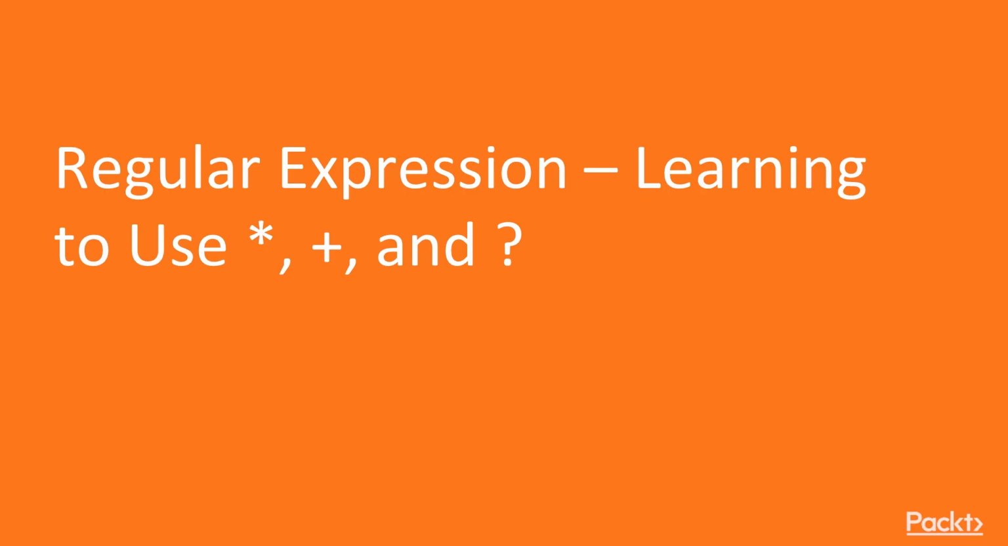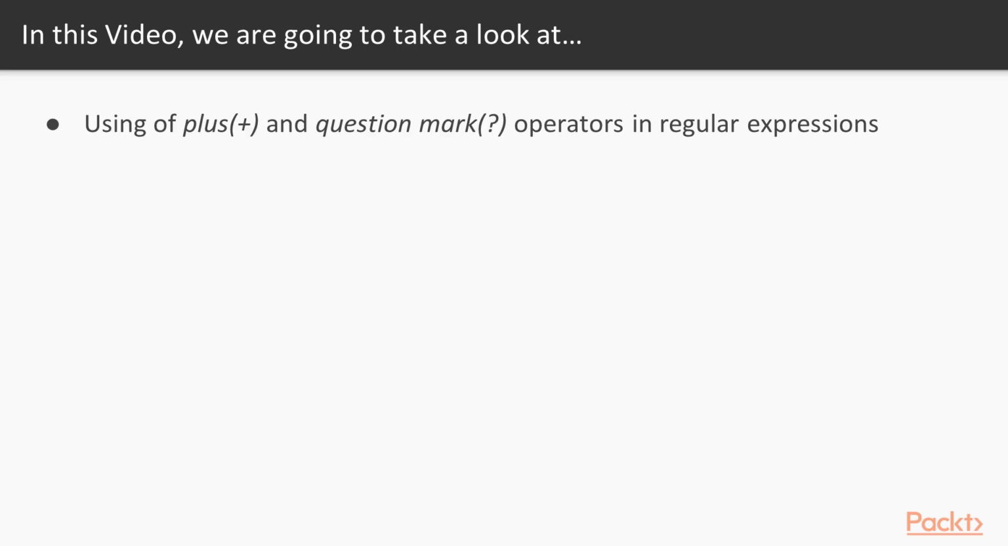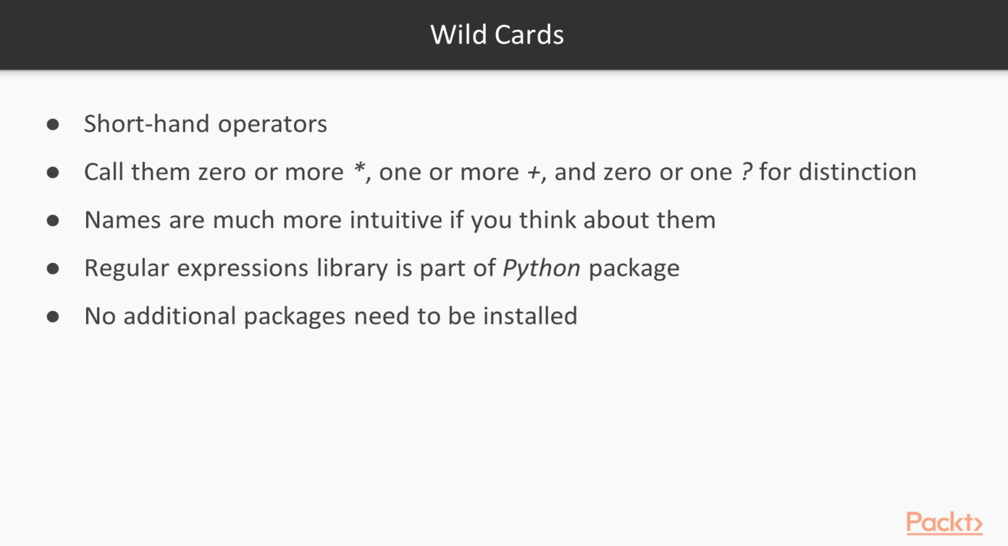Now we move on to the first video of this section that deals with regular expression, learning to use asterisk, plus and question mark. In this video, we're going to take a look at the use of the plus and question mark operators in regular expressions. The shorthand operators are more commonly known as wildcards, but I prefer to call them 0 or more asterisk, 1 or more plus, and 0 or 1 question mark for distinction. These names are much more intuitive if you think about them.